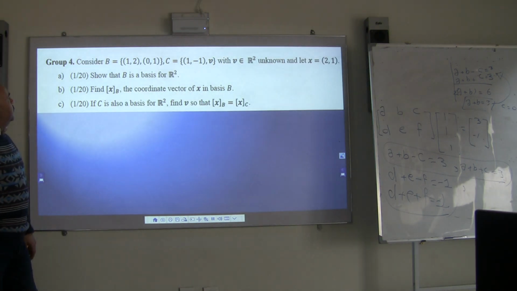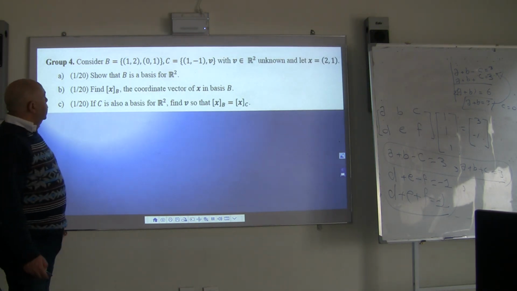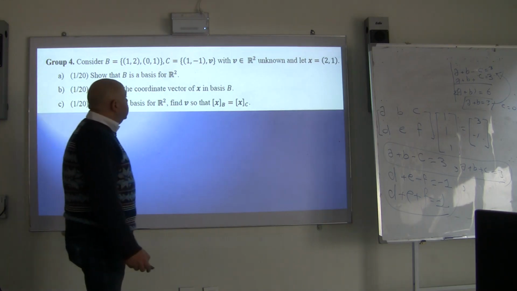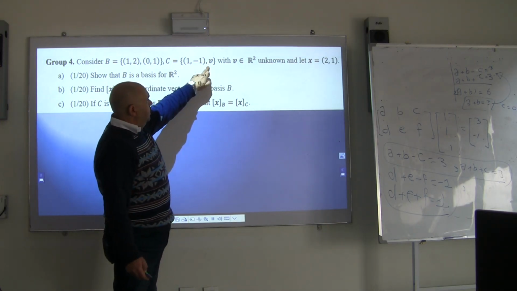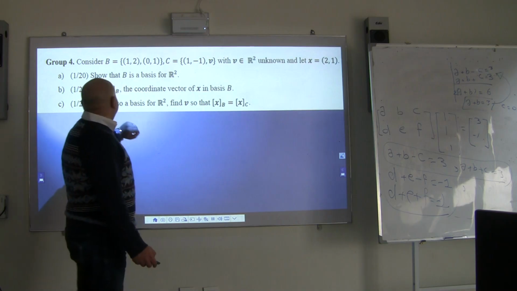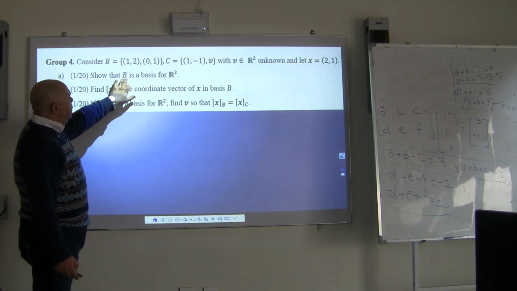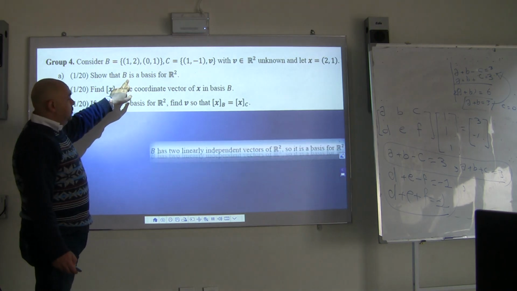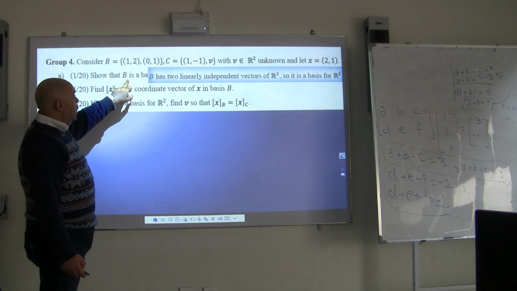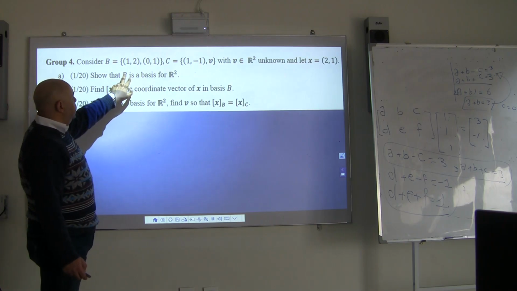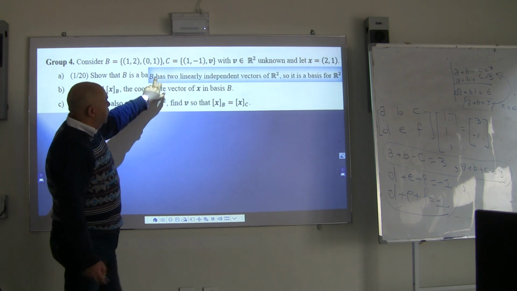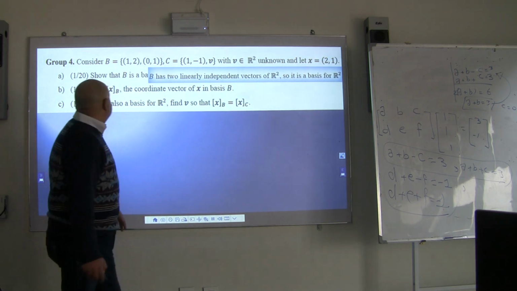Okay, very good. For group number 4, he's giving you B, which contains 2 vectors, a basis for a subvector space. You have one vector and the other vector is unknown. Let X be 2 and 1. And he's asking you, show that B is a basis for R2. How to show that B is a basis for R2? They should be linearly independent, okay? And once they are linearly independent and span the space of X and Y, so B has 2 linearly independent vectors, so it is a basis.